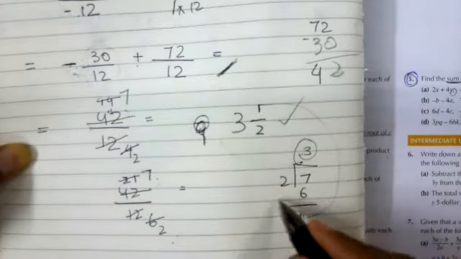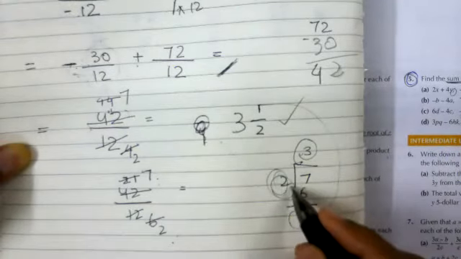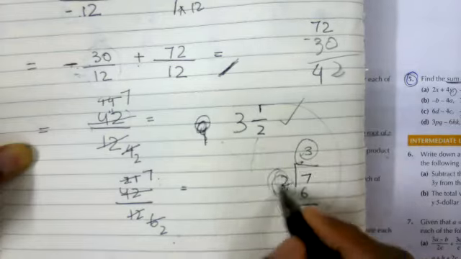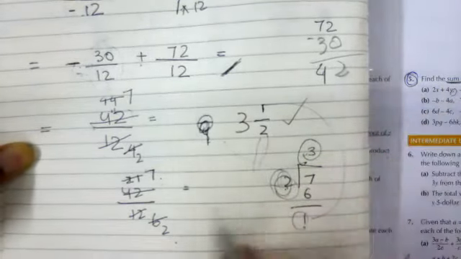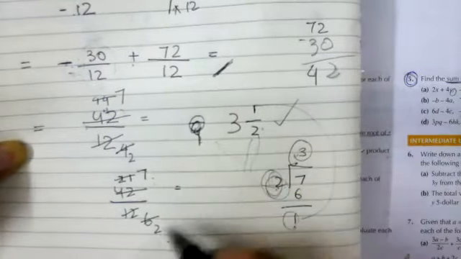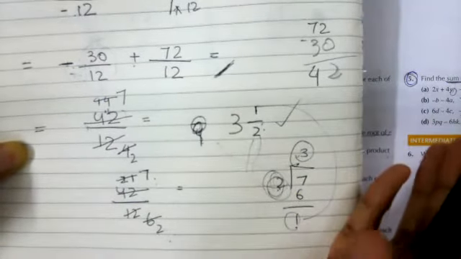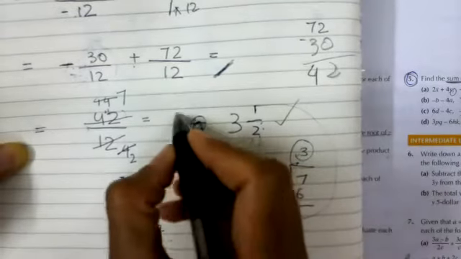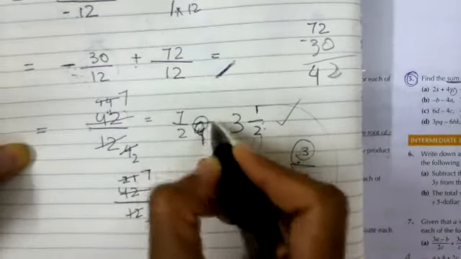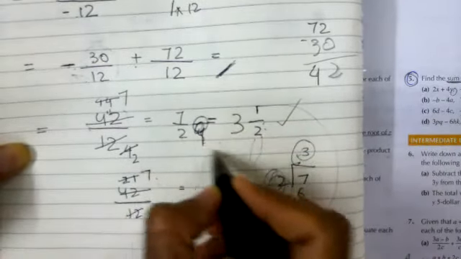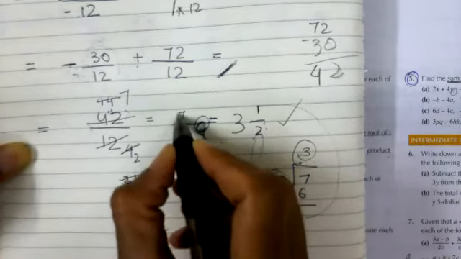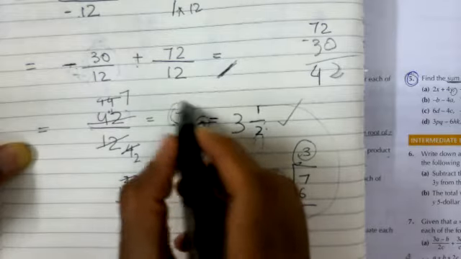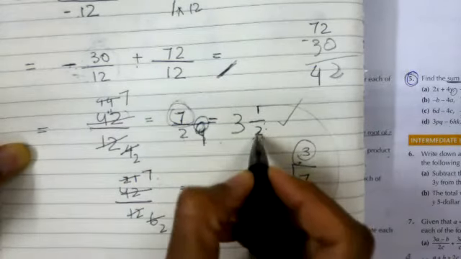The remainder becomes the numerator, and the divisor becomes the denominator. But what I do is keep the denominator the same. When you have an improper fraction and you want to convert it into a mixed number, I keep the denominator the same, and then I see what is the closest I can get to the numerator in the table of this number.